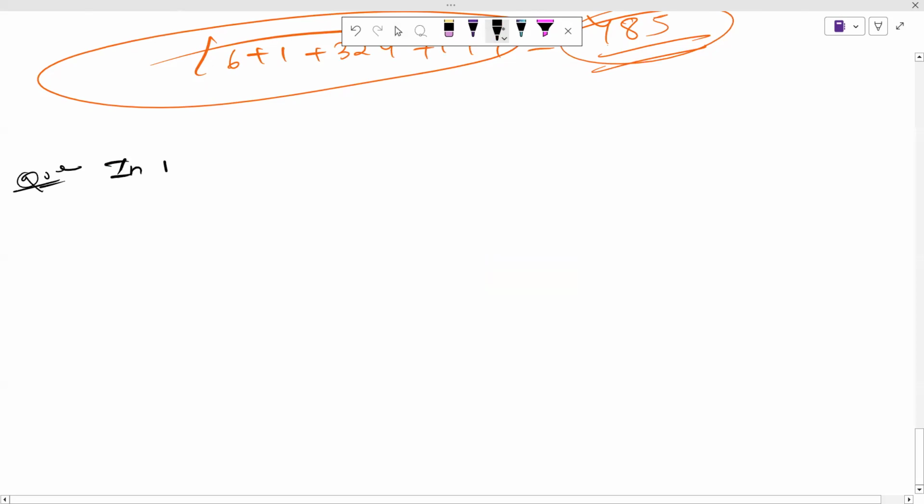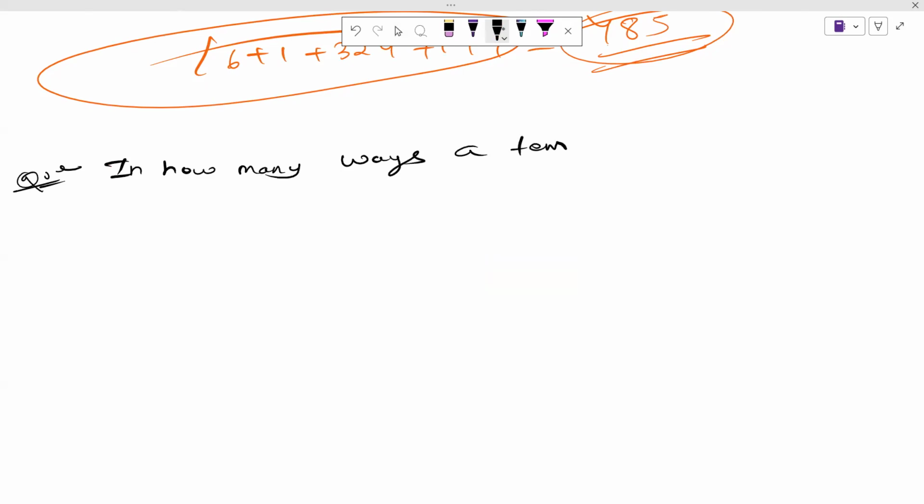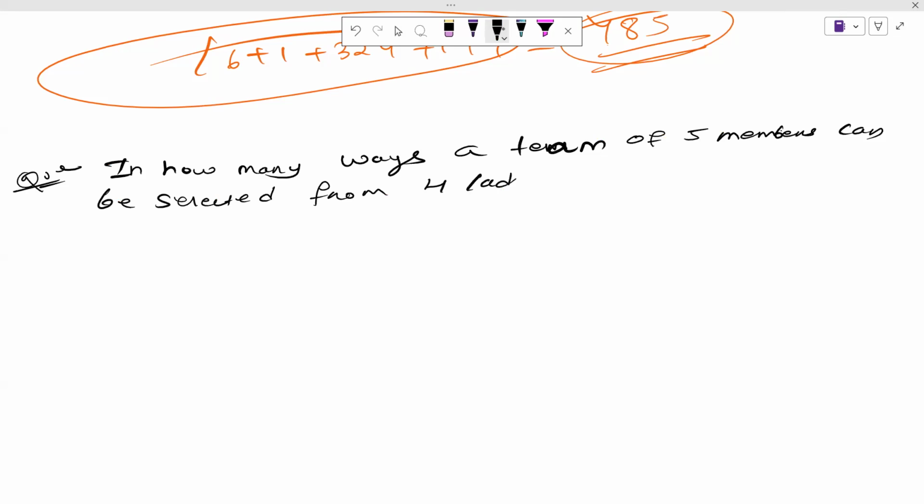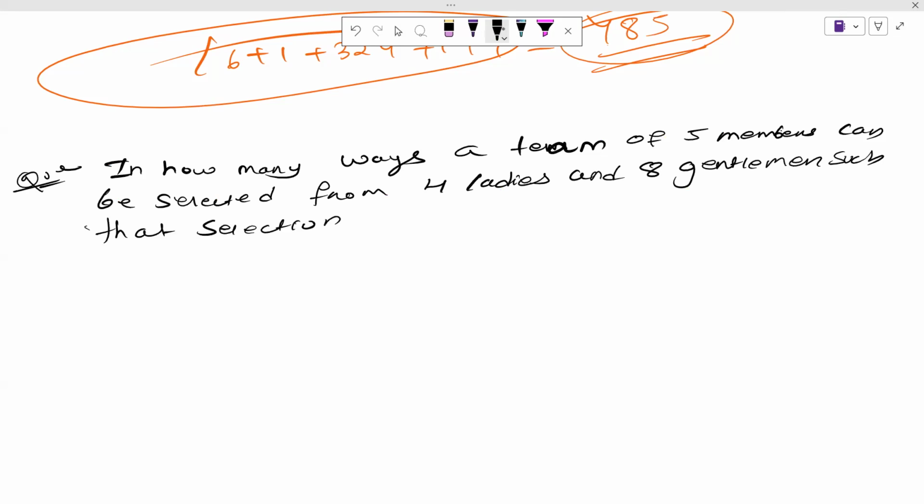In how many ways can a team of 5 members be selected from 4 ladies and 8 gentlemen, such that the selection includes at least 2 ladies. Okay, so this is your task.